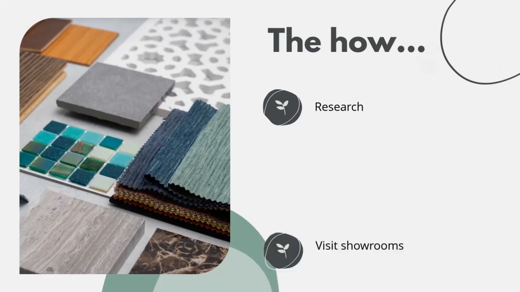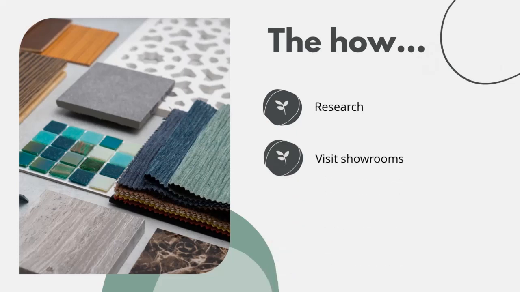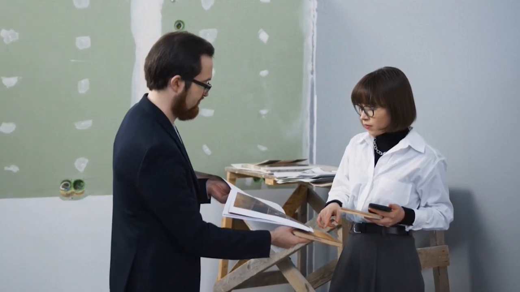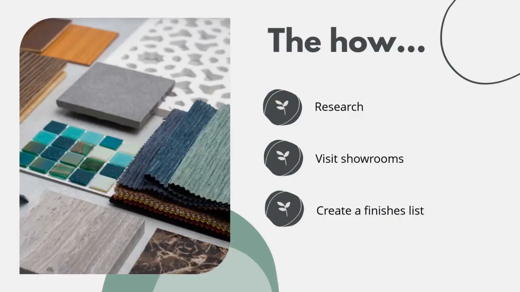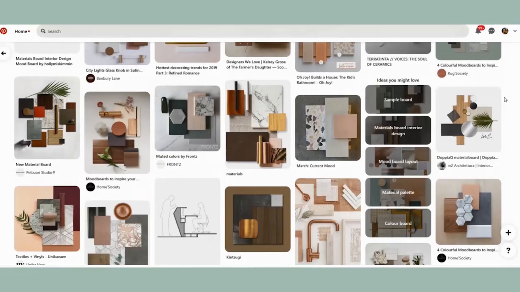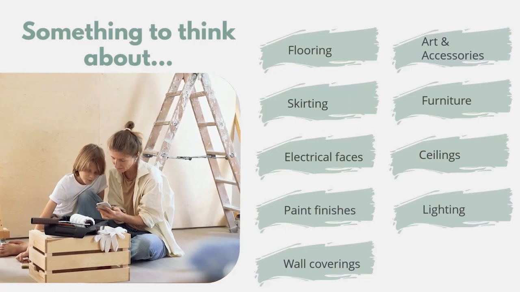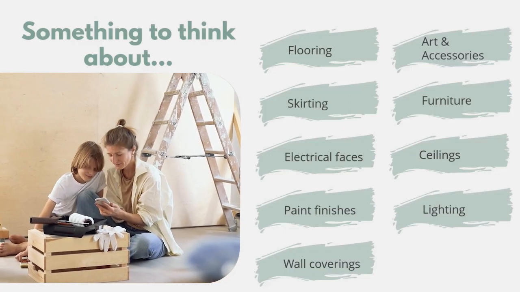Next, you also want to be visiting showrooms. Speak to suppliers and consultants and get their input as well. After all, that is their purpose. Next, and very importantly, you want to create a finishing list or a list of materials. Here, I generally create a digital sample board, starting with my floors and working my way up. Alternatively, you can also create a list of each item that you're wanting to include in your renovation project.